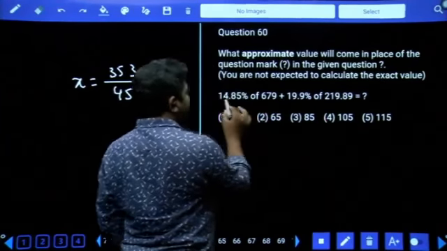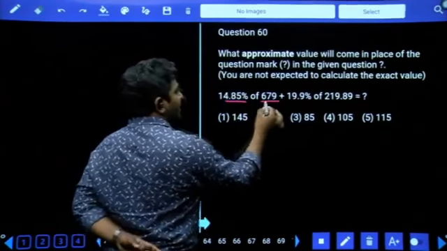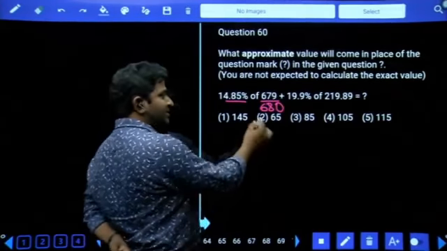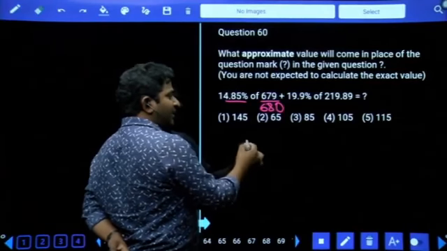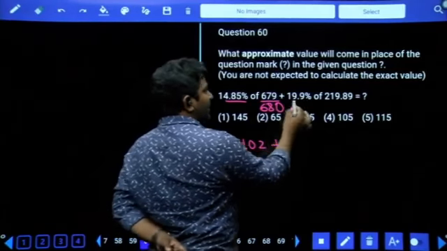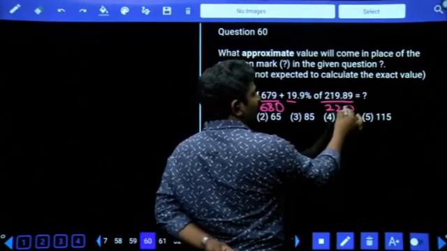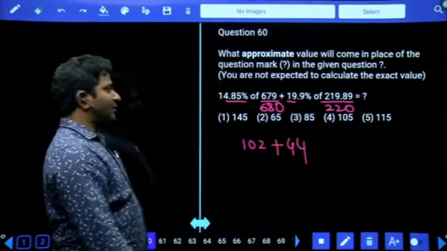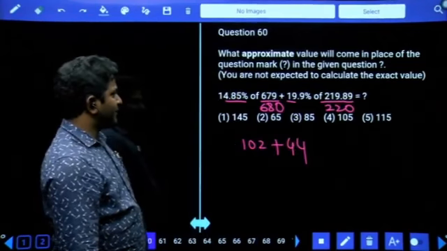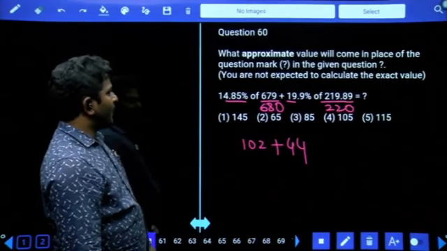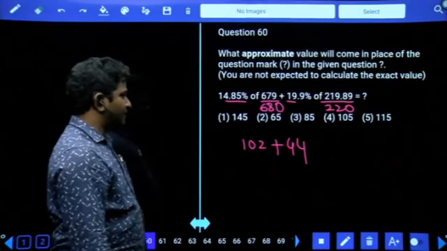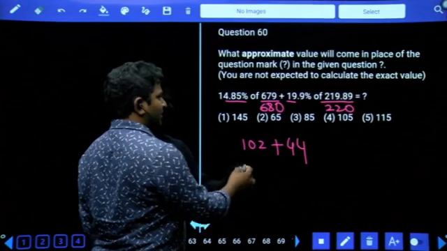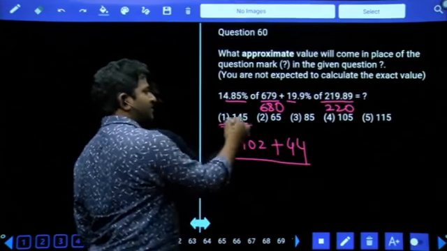15 percentage. Treat it as 15 percentage of 680. 10 percentage is 68. 5 percentage is 34. 68 plus 34 is 102, plus 20% of 220. That is equal to 44. 102 plus 44, that is equal to 146. 15 percentage. Yes. 146 approximate, first option 145.